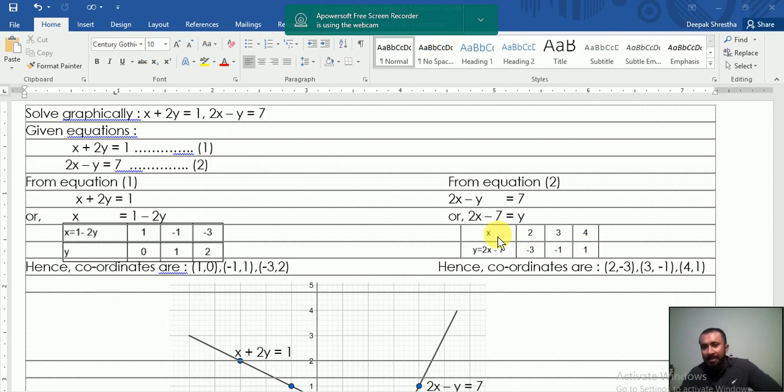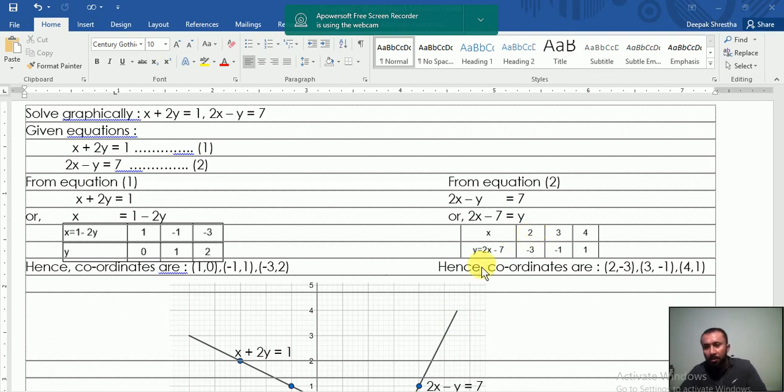Here x is the input variable. That means first of all we are going to put the values of x, and then y is the output variable, meaning after we put the value of x, we will get the value of y. Here also we are doing the same job, placing the smallest values that are compatible to the graph. In the beginning we may start from 0 also, but if I put 0 here, the output value will be minus 7. That minus 7 may not be compatible to our graph, so I have started from 2.